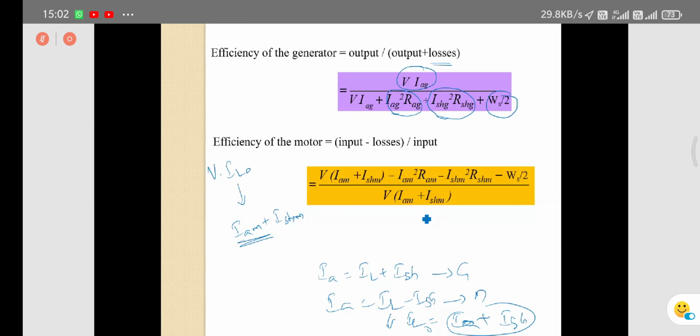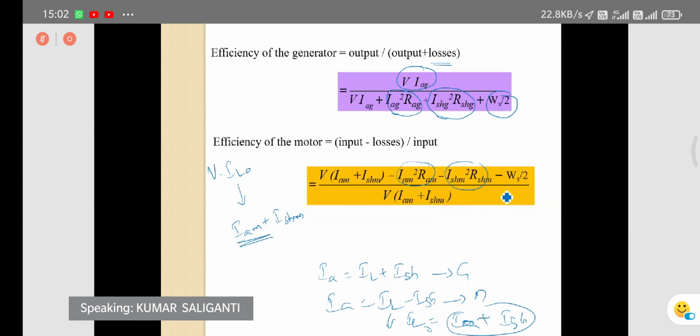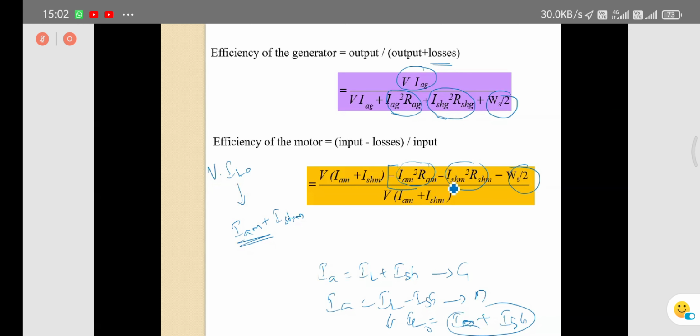Then minus the motor side armature copper losses, the shunt field copper losses for the motor side, and the stray losses. These are the total losses here. And the total input is V into IL naught, where IL naught is IAM plus I shunt. These are the efficiencies of the generator and motor.